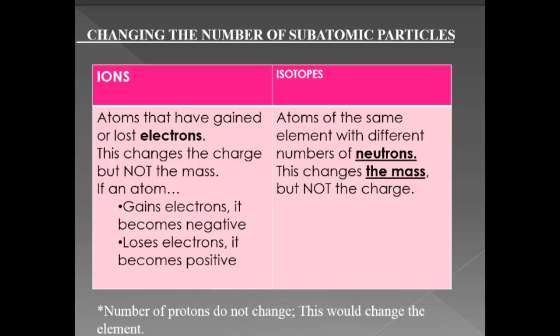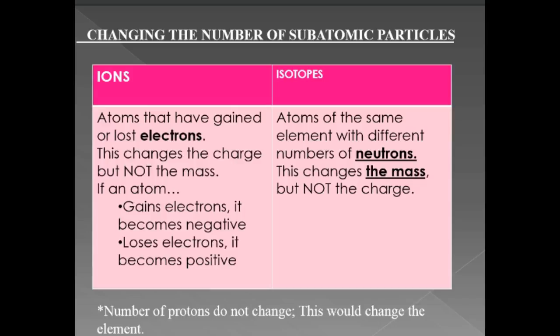On the other hand, isotopes have to do with changing the number of neutrons. Atoms that are the same element but just have a different number of neutrons are called isotopes. In the last video, we talked about the fact that when you add the protons and neutrons, you get the mass. So since you're changing the number of neutrons, you're going to change the mass of the atom. Changing the mass of the atom doesn't affect the charge, though. So changing the number of neutrons has no effect on charge.